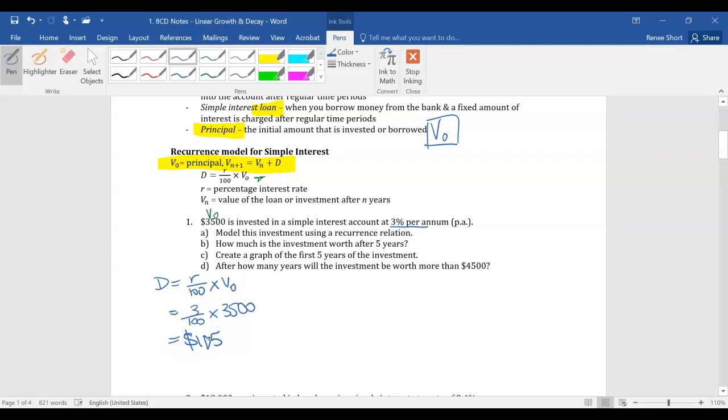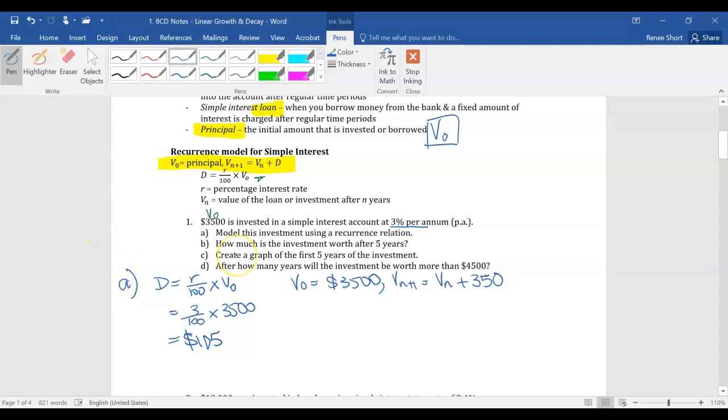So now when I'm creating this rule, I'm going to have here V0 equals 3,500. So that was the initial amount. And then my rule for the next year comes from taking the previous year, Vn, and then adding on that $350 there. That's my answer now for part A.